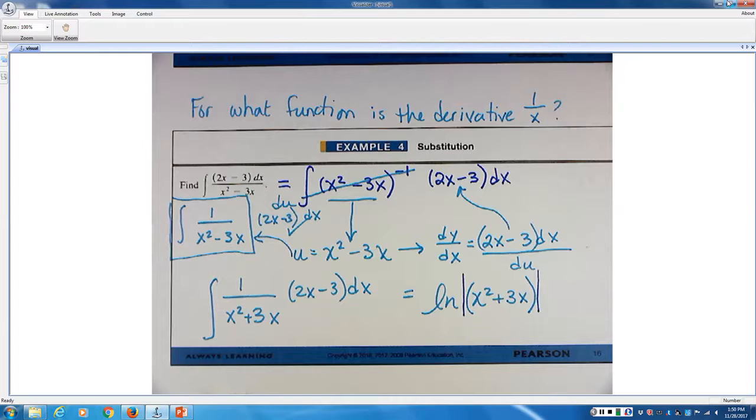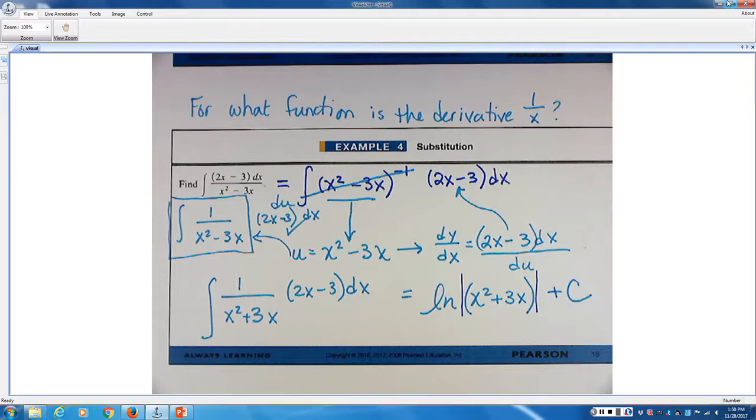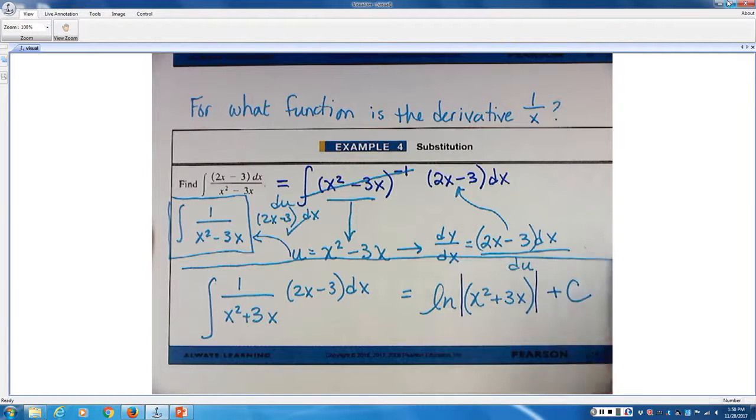And then, of course, the last part of that is we have to have our constant of integration. So this is actually the integral of the function that they ask us to find. Does anybody have any questions, or is it coming back now? You haven't done this for about a week, so you might be a little rusty. Okay, let's try another one.